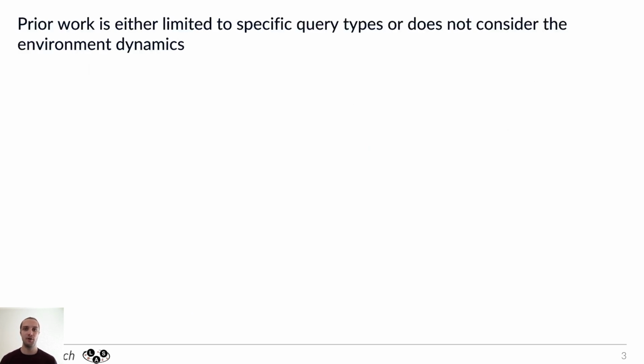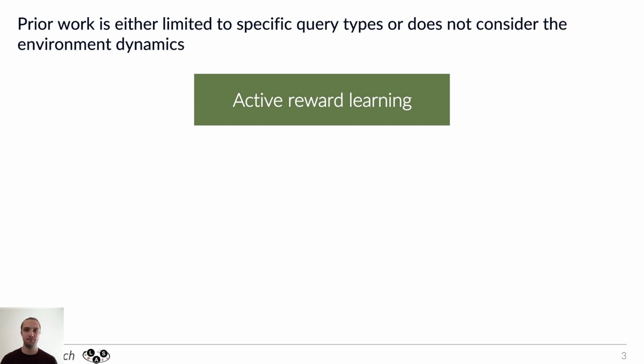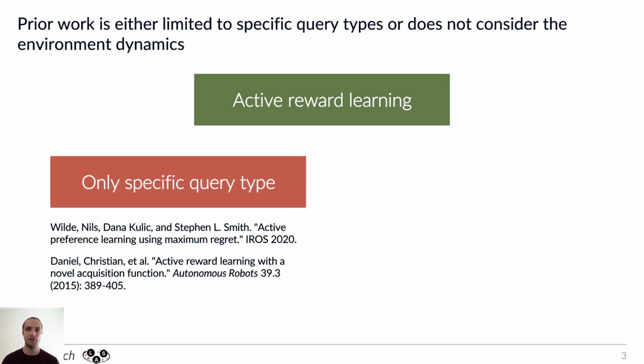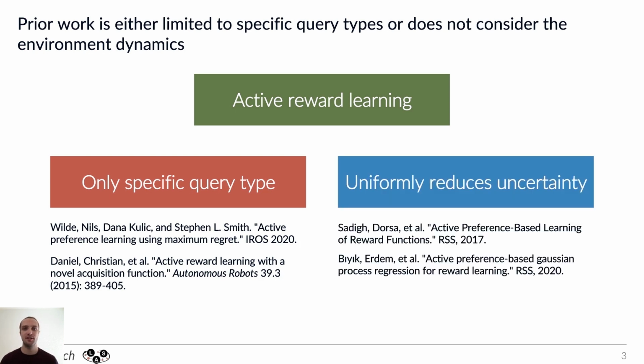So there's been some prior work on active learning in this context. However, previous approaches are either only designed for very specific query types, such as comparisons or numerical evaluations of full trajectories, or they use approaches that uniformly reduce uncertainty over the state space, which is not aligned with the goal of RL, which is ultimately to find a good policy. So let me illustrate this last point in a simple example.